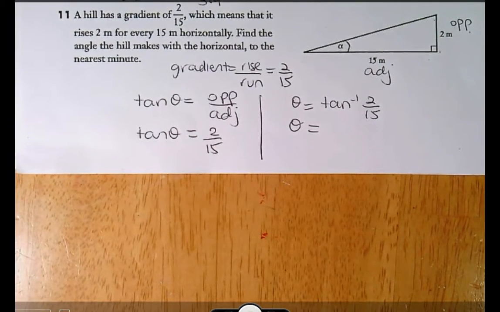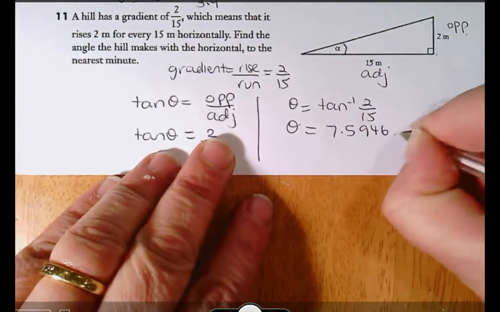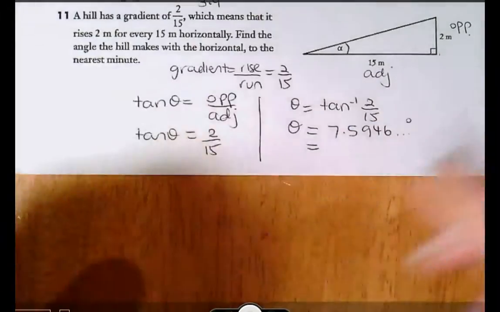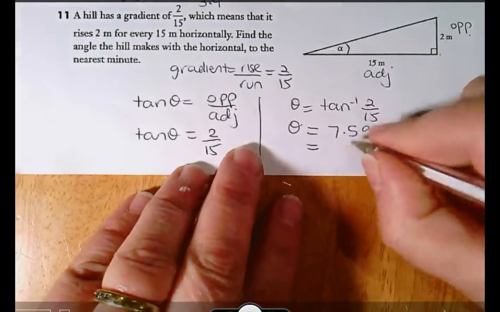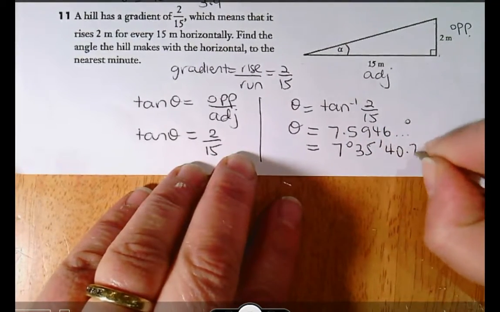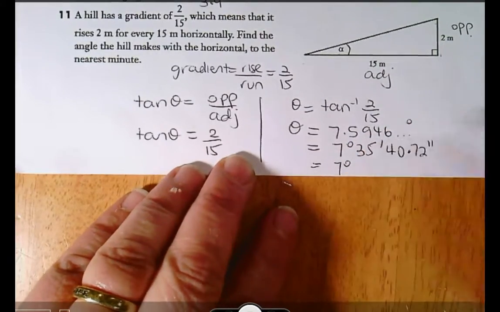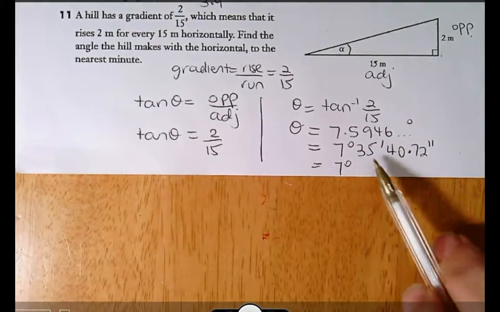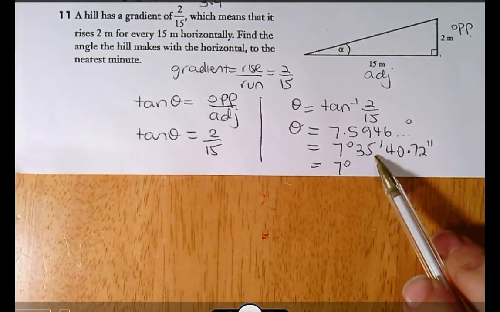we get 7.5946 whatever degrees. But we have to round this to the nearest minute. So we're going to put this in degrees and minutes. We get 7 degrees, 35 minutes, 40.72 seconds. Now I've got 7 degrees, and I have to decide, is this going to stay at 35 minutes, or do I round it up to 36 minutes?